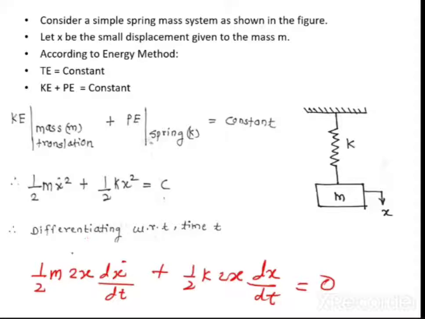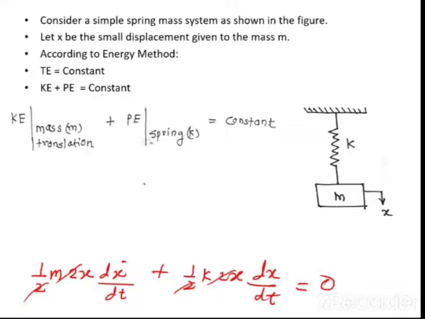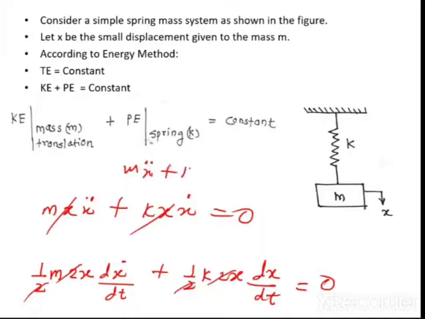So now what will you get here? This 2 will get cancelled. So what are you getting here? You are getting m into x dot, now dx dot by dt. What is dx dot by dt? Anybody? Rate of change of velocity with respect to time. It is x double dot, so it is nothing but acceleration, plus k into x as it is. What is dx by dt? Velocity, rate of change of displacement with respect to time, x dot, is equal to 0. Right? So again this x dot will get cancelled. So we are getting m x double dot plus kx.